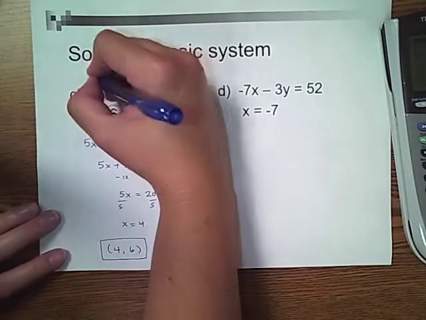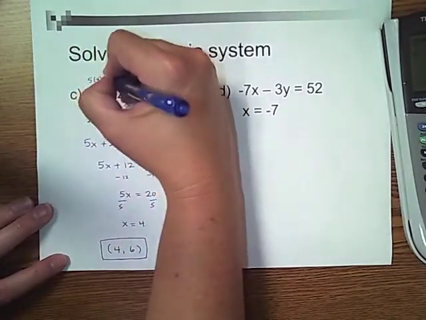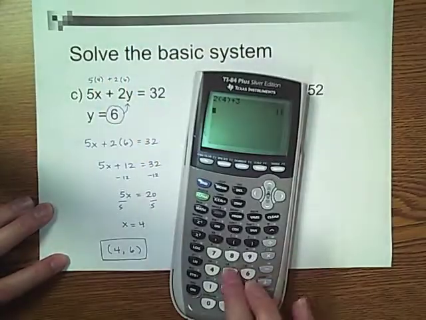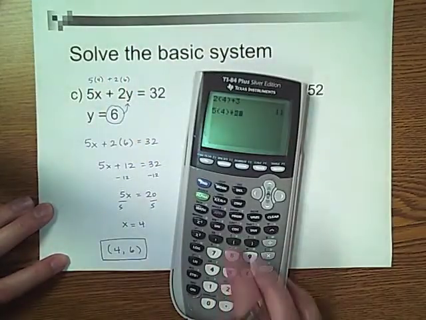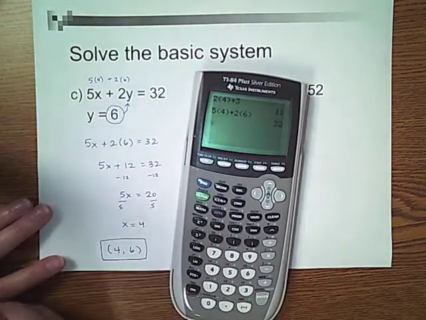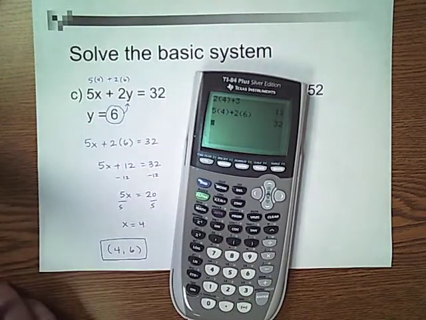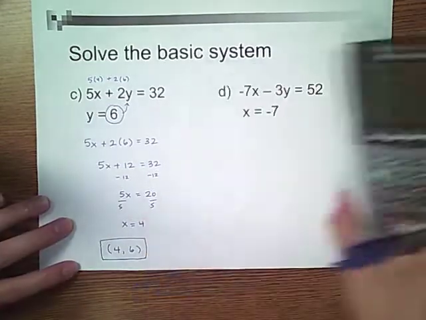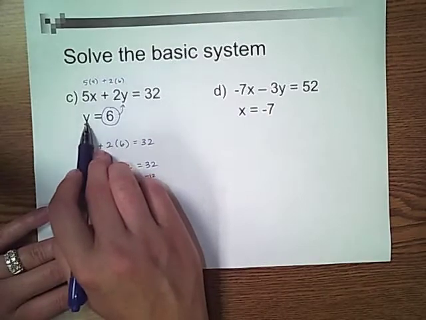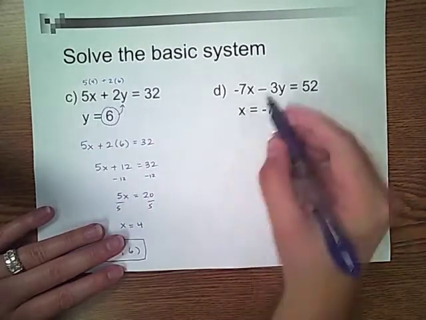And again, we could check that up here. 5 times 4 plus 2 times 6, and make sure that comes out to be 32. And then we're 100% sure that we have the right answer. All right, one last example. This time it's a little different though. All the other examples we've had what y equals. This time we have what x equals.